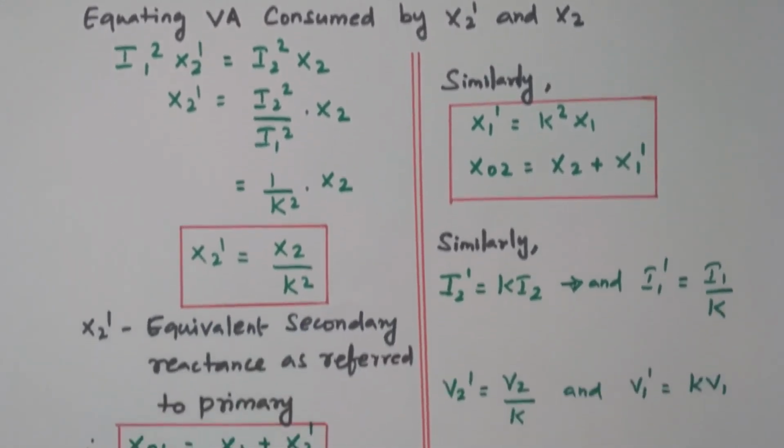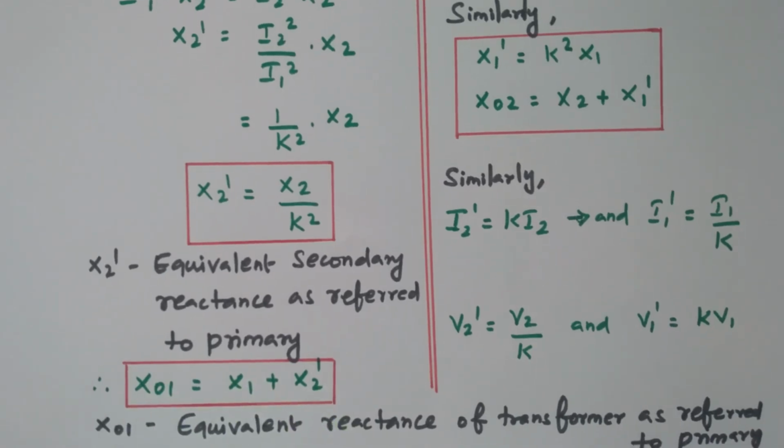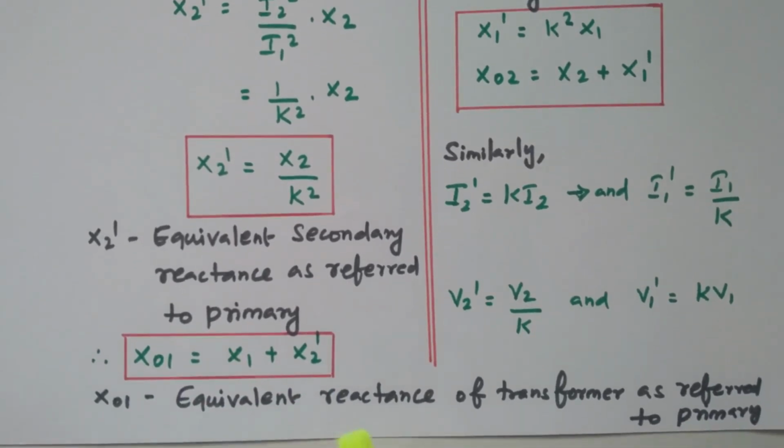So what about the total reactance? X2 dash is the equivalent secondary reactance referred to the primary. So the total reactance in the primary is X1 as it is in the primary. So when the secondary is transferred to primary, it becomes X2 dash. So X01, the total reactance in the primary, is nothing but X1 plus X2 dash, the equivalent reactance of the transformer as referred to the primary. The reactance is now transferred to primary.